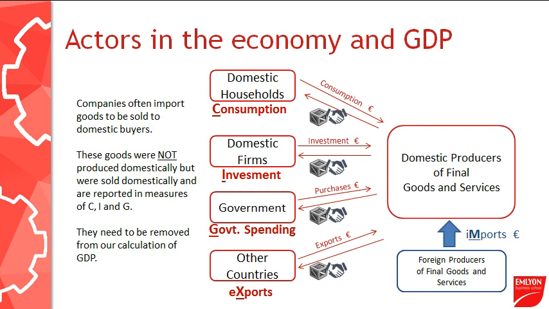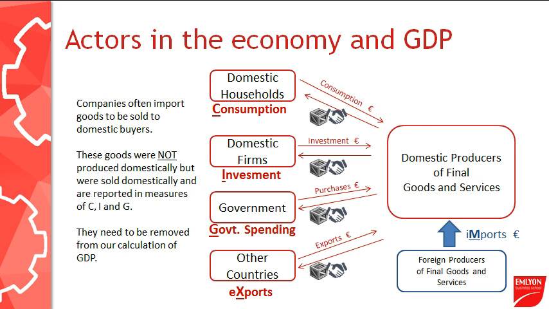Now, an important point here is that companies often import goods to be sold to domestic buyers. These goods that are imported and then sold were not produced domestically, but they were sold domestically and are reported in the measures of consumption, investment, and government spending. So we need to remove these from our calculation of GDP. So we'll have to subtract off the amount of imports from the total that we've created.